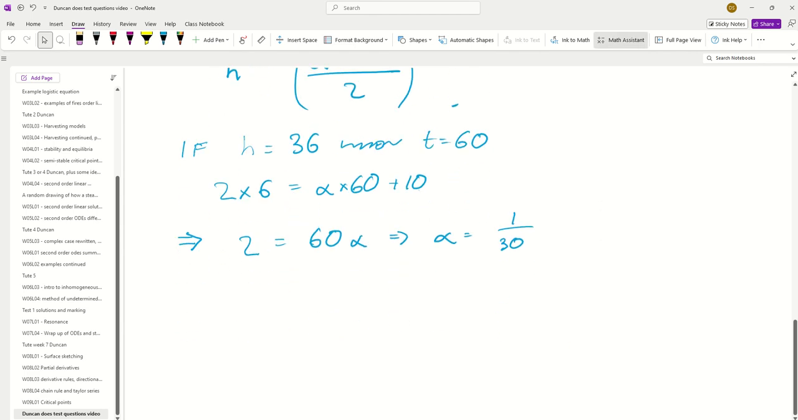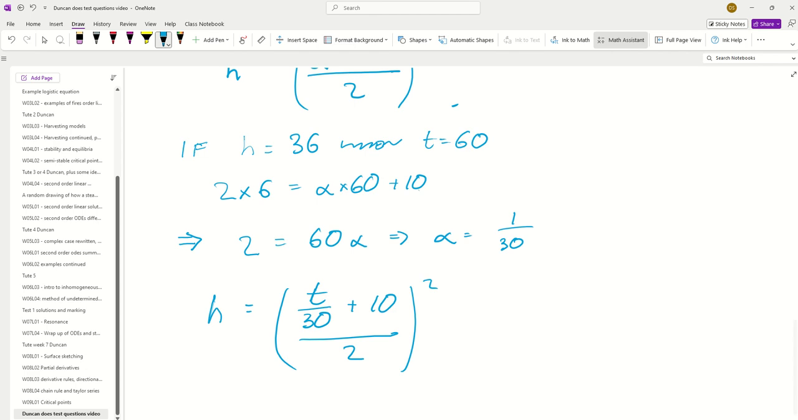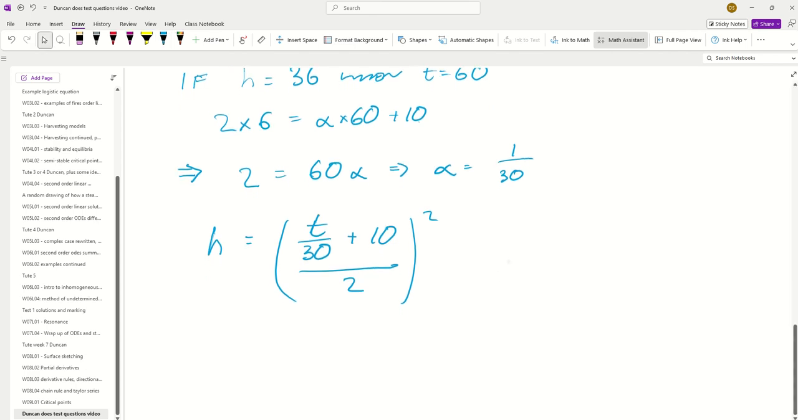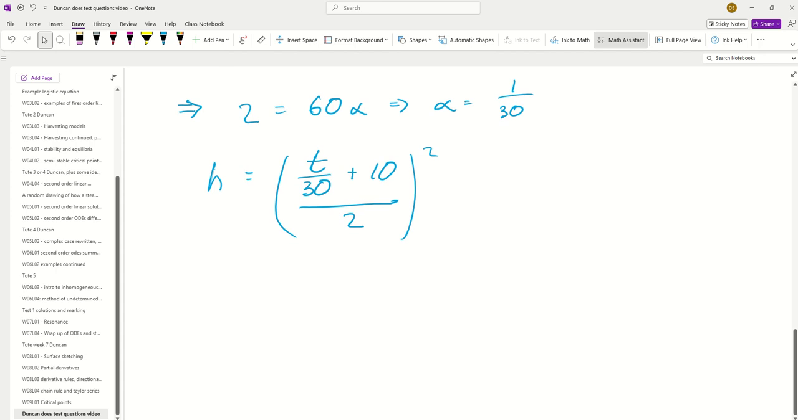Alright, so now we have a completely specified solution for h as a function of time because we know what our alpha is. h equals (t over 30 plus 10) all divided by 2, squared. Yeah, I can simplify this if I wanted to. But now I have to answer how tall this plant is after 240 days.